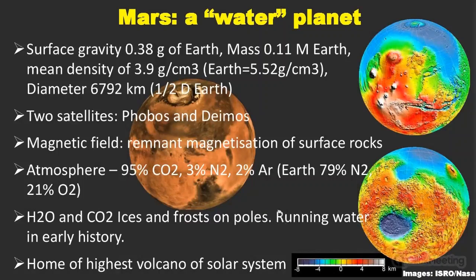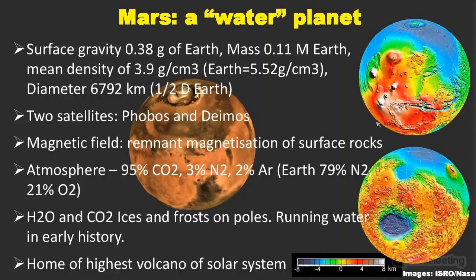With many rover and lander missions to Mars, we now know there is evidence of running water in the early history of Mars. This is also home to the highest volcano of our solar system. You can see these sets of volcanoes here. These are very huge volcanoes, the highest in our solar system, and it is very interesting that in such a small body in comparison to Earth, it could sustain such high volcanoes.